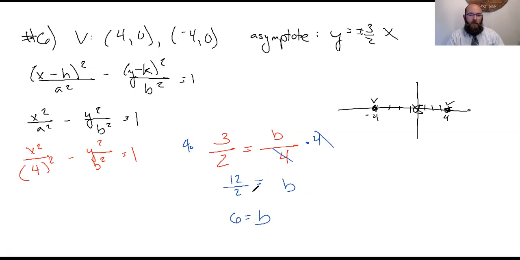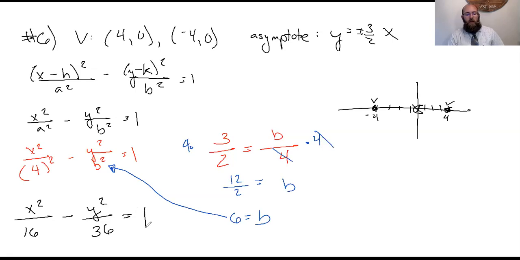That tells me this denominator over here. So my final answer for all of this stuff ends up being x squared over 16 minus y squared over 36, right? Because I have to square that 6 once it goes into the denominator, equals 1. Sweet.